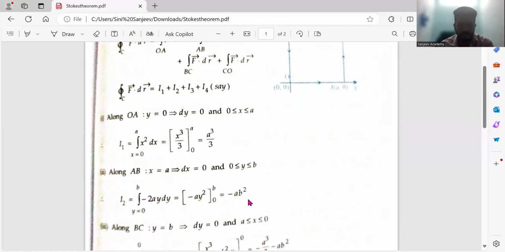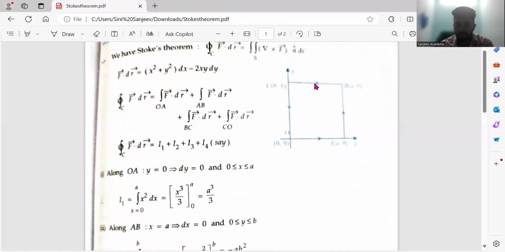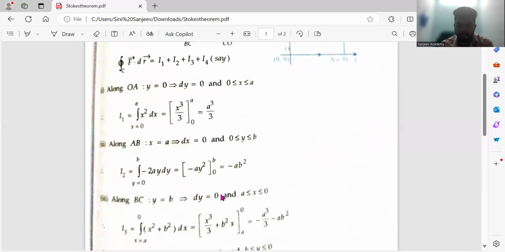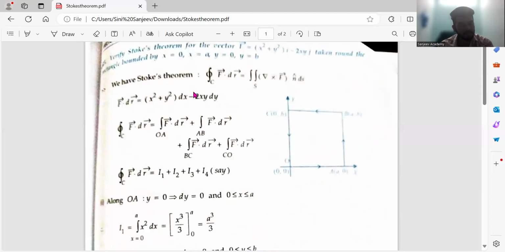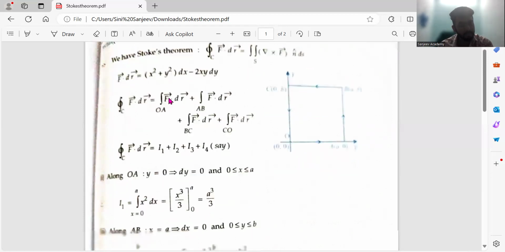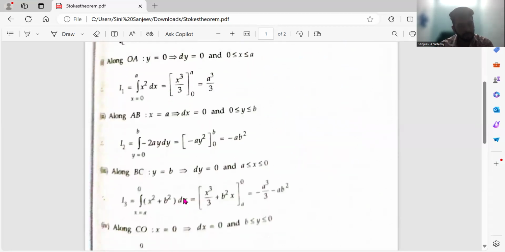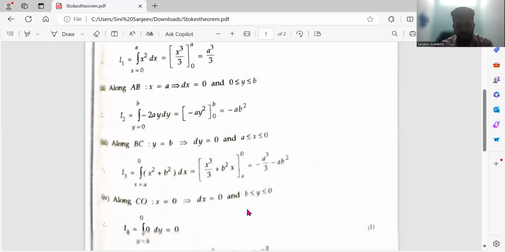That's it. Similarly, along BC. If I take BC, we can see only what? b here. On BC, what is the line here? b. Correct? So take y is equal to b. So dy is 0. Substitute in the above expression. dy is 0 means what? I can eliminate this full term. This will be 0. Correct? And instead of y square, I'll put what? b. So it will become b square. (x square plus b square) dx, with limits a to 0. The integration of x square is x cube by 3. b square is a constant, so the integral of dx is x. That's all. Then you have to do the upper limit minus lower limit and get it.